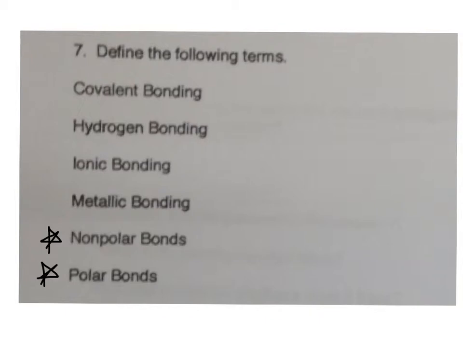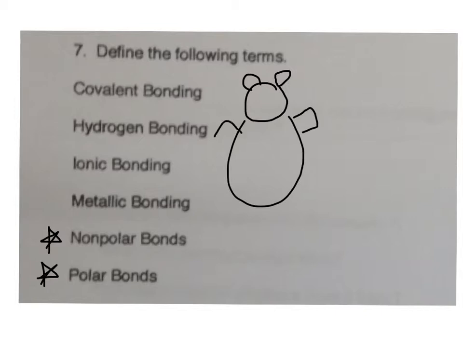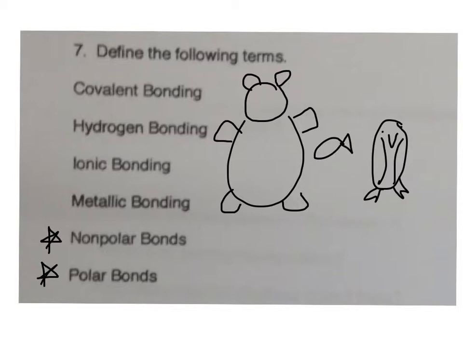If you can imagine a great big polar bear and a teeny tiny little penguin trying to share a fish. Who's going to eat more of the fish? Right, the great big polar bear, because he's stronger. It works the same way with elements.